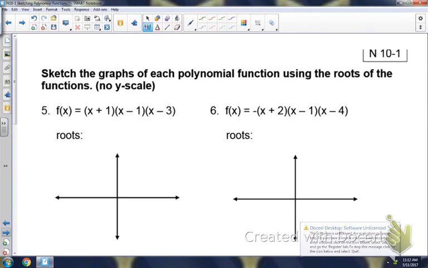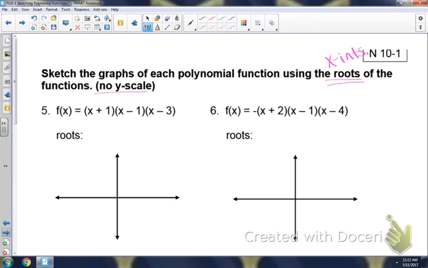Okay, so we're going to be using this information in order to graph at the back. Alright, so we're going to be sketching the graphs of each polynomial function using roots of the function. Remember, roots are your x-intercepts, so where it crosses the x-axis. Notice we're not going to be using a y-scale, so we're not going to be looking to see how high we're going or how low we're going. We just want the general idea of what the graph would look like and where it would cross the x-axis.